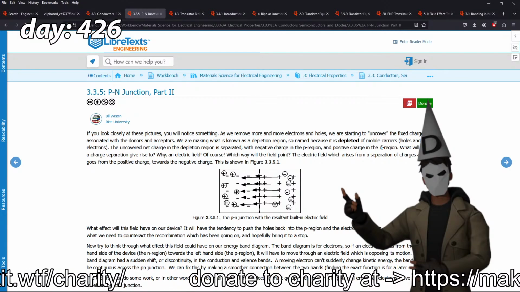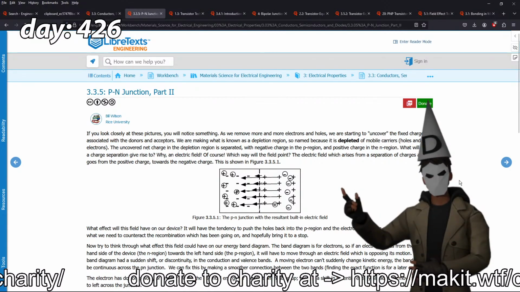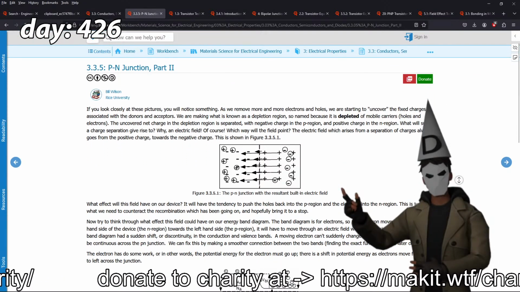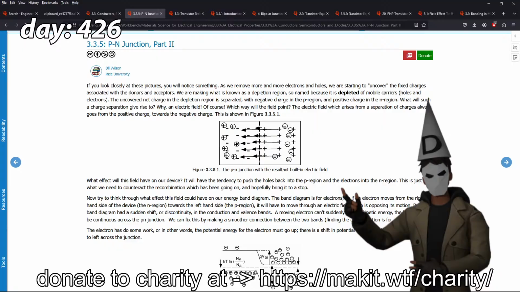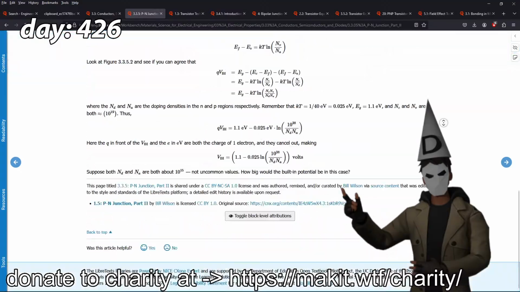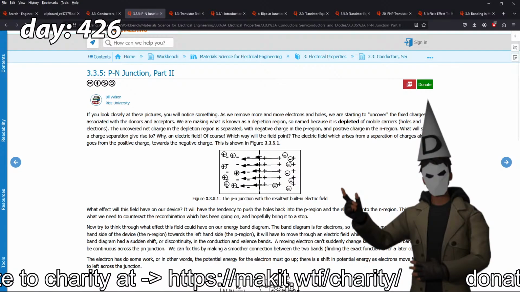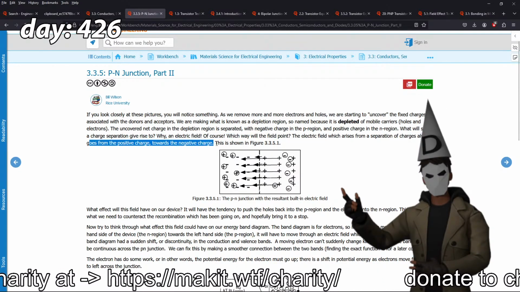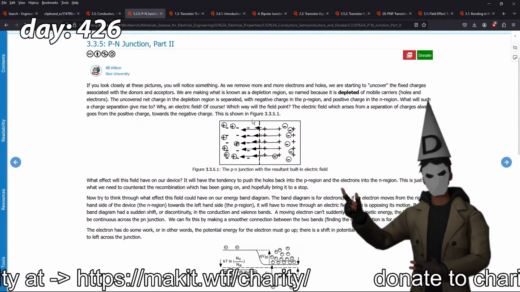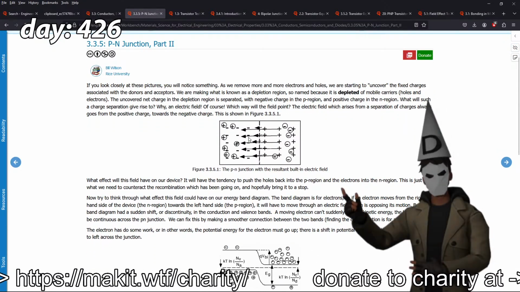It's simple stuff. What will such a charge separation give rise to? Why, an electric field, of course. Which way will the field point? Before we read further on, I'm guessing the point is that they will point only one way, which means that they won't flow the other way. I'm guessing. This field, from the separation of charges, always goes from the positive charge towards the negative charge. By the way, things go from positive to negative, because it wasn't confusing enough.